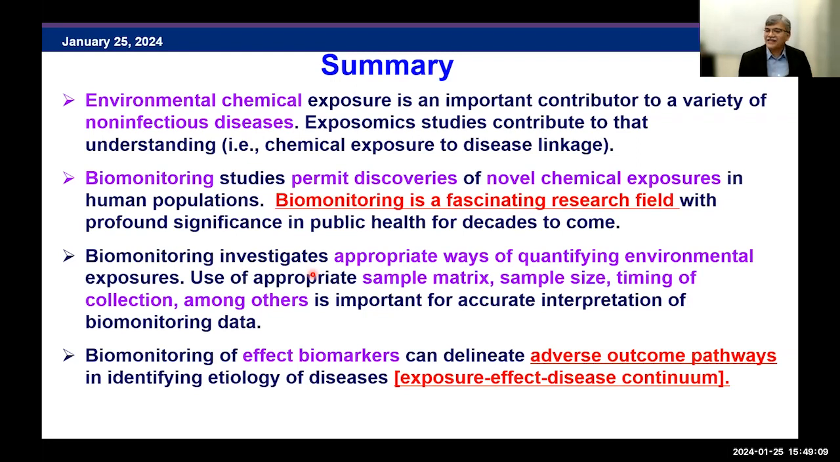What is the appropriate matrix for sample collection? What is the sample size? All those things can be done through biomonitoring methods, biomonitoring work. The effect biomarkers included with exposure biomarkers can help delineate adverse outcome pathways in identifying the etiology of the disease. That is the exposure, effect, disease continuum. This is an area that has a lot of potential. We are already into it and we are making progress. And maybe in the next 2, 3, 4 decades, there is a lot more to do in this field.